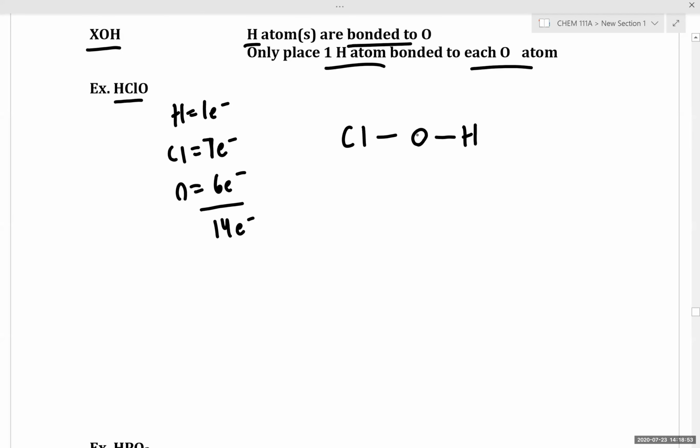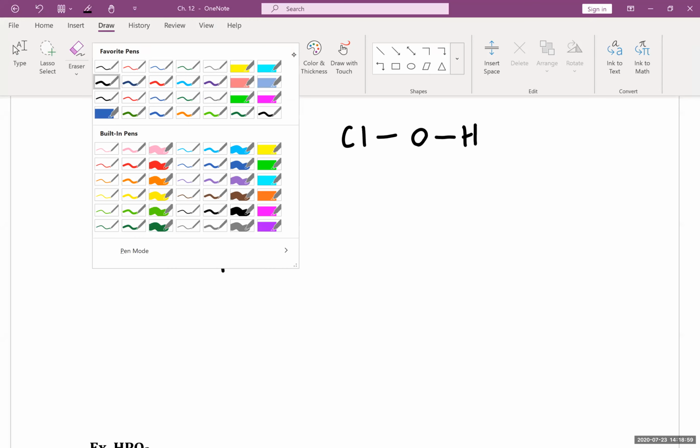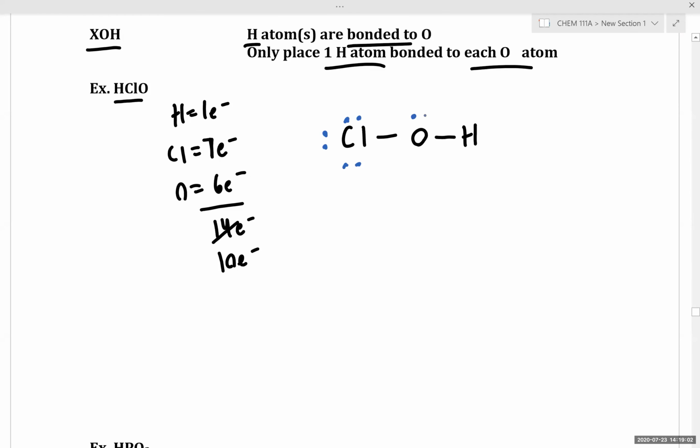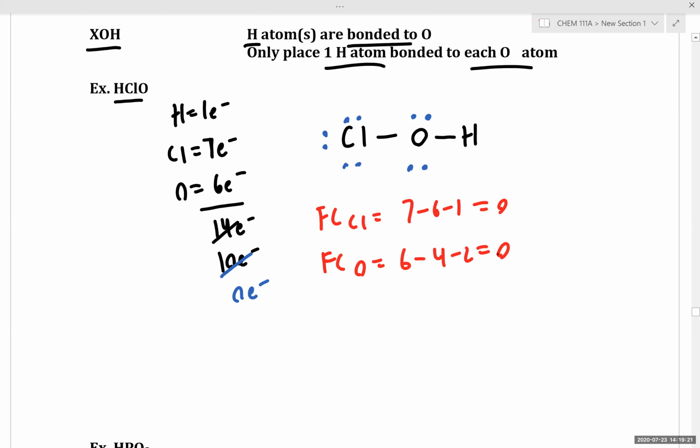Perfect. Okay, we form one bond each. We now have 10 electrons remaining. And we then place our lone pairs, six electrons on chlorine, 4 electrons on oxygen. We have 0 electrons remaining. And checking our formal charges, the formal charge of chlorine is 7 minus 6 minus 1, which is 0. And the formal charge of oxygen is 6 minus 4 minus 2, which is also 0. So now that we've seen an example for oxyacid Lewis structures, are there any questions that I can address?